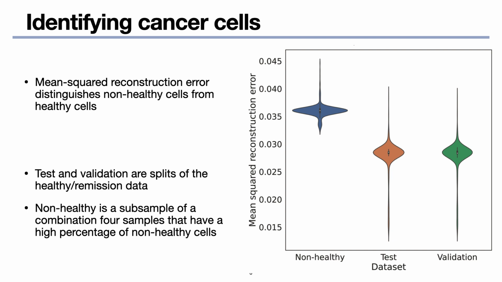The test and the validation sets are folds of the healthy data set, and the non-healthy set is a combination of some samples that we know had a very high percentage of blasts. So most of these samples were non-healthy cells or cancer cells. And you can really see that the average mean squared reconstruction error of this set, which contains a lot of cancer cells, is higher than for the samples and cells that have no cancer cells. So we can really use this mean squared reconstruction error to distinguish between cancer cells and non-cancer cells.